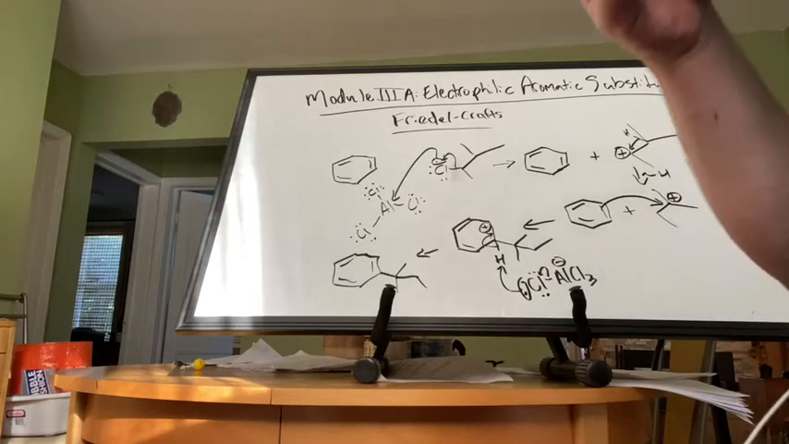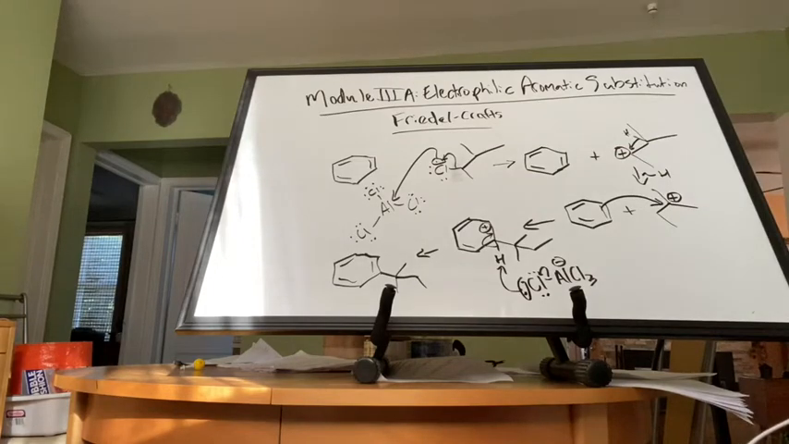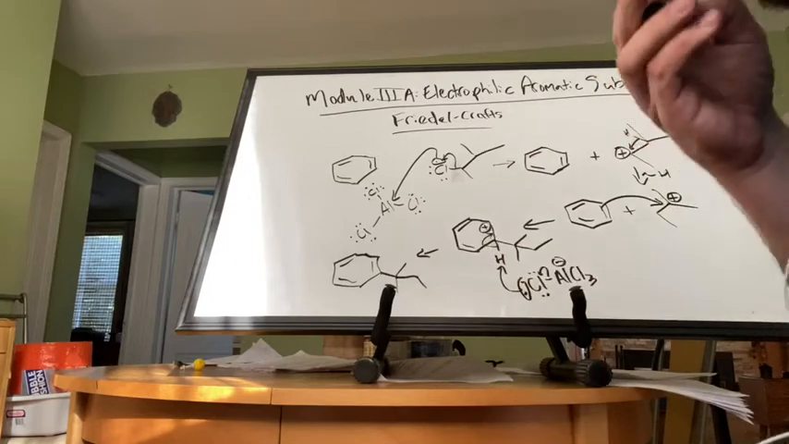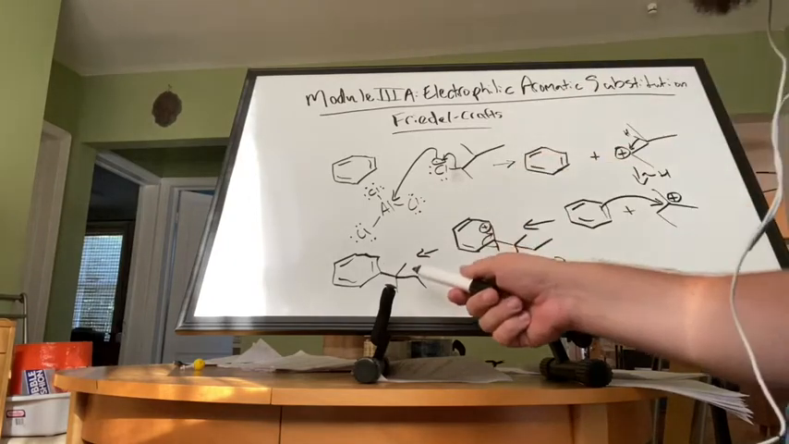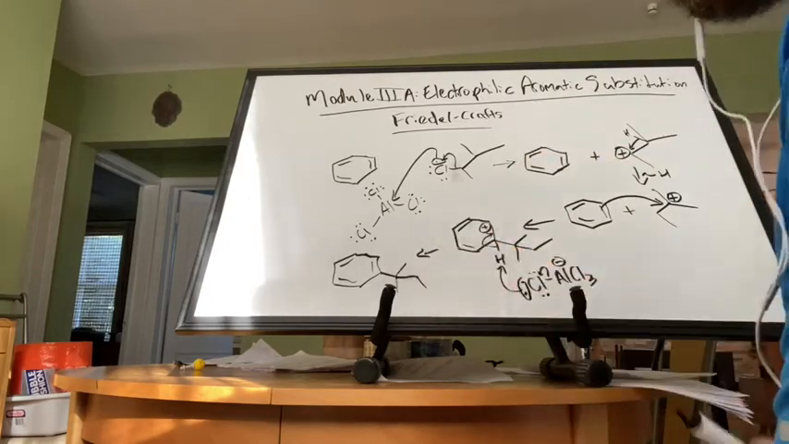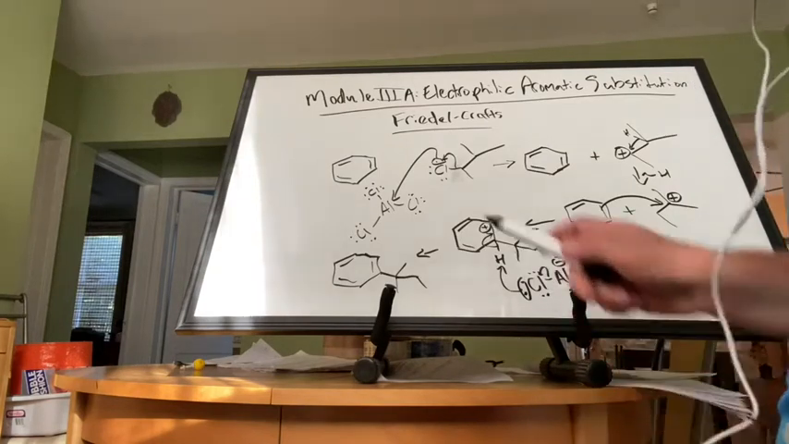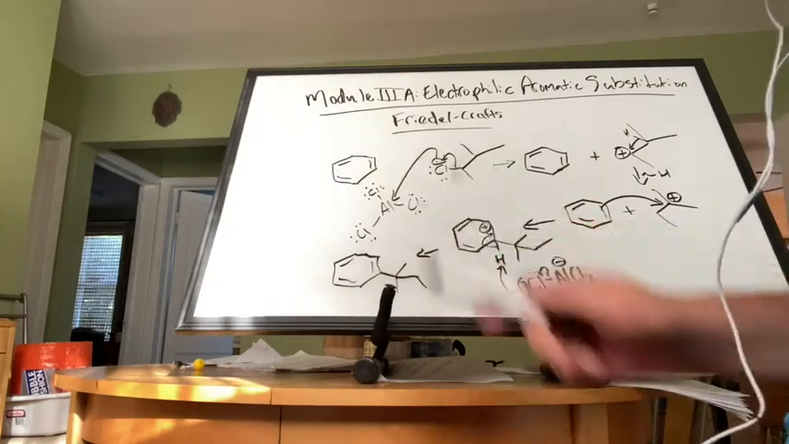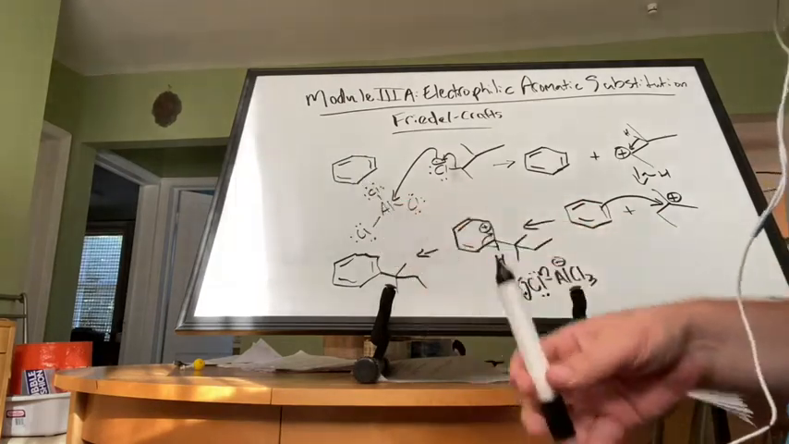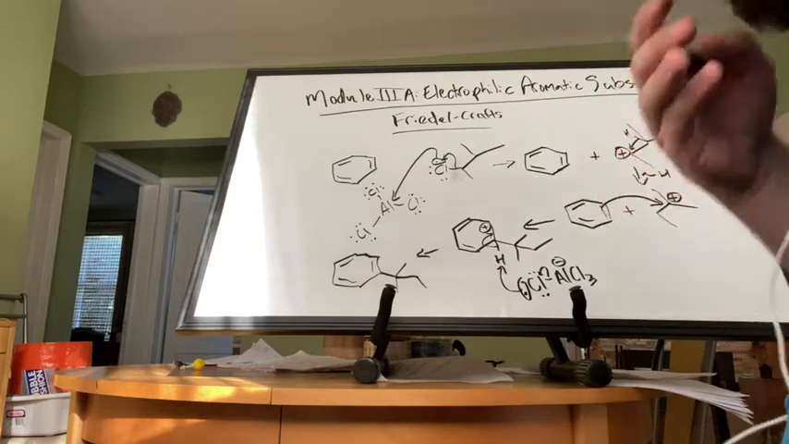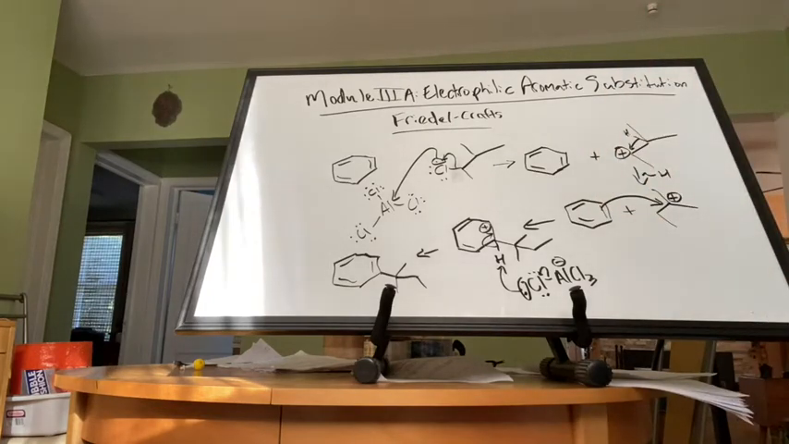Another issue is that, and you'll see this later, once you actually fuse this alkyl group onto the ring, that's going to be electron donating through the inductive effect. Okay, so in other words, what that's going to do is make this substrate even more reactive, so you're going to have subsequent alkylations as a result.